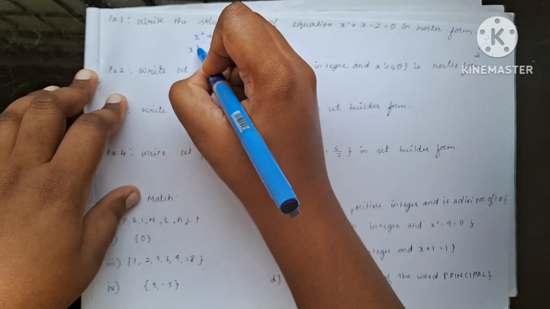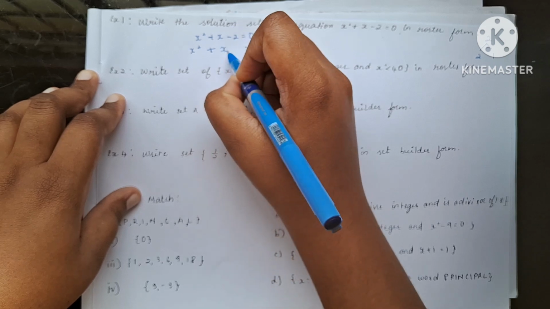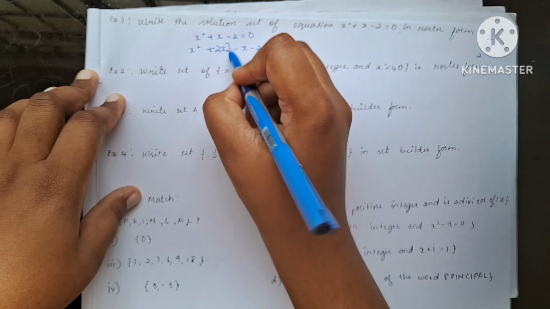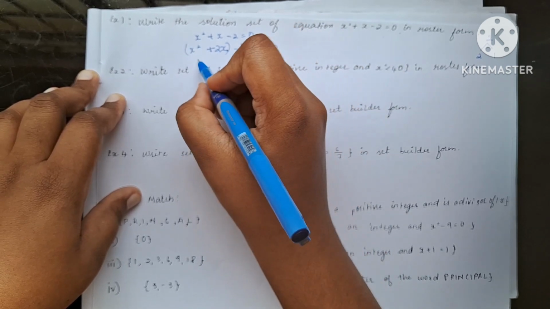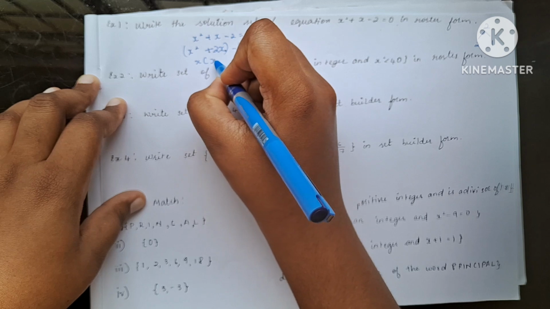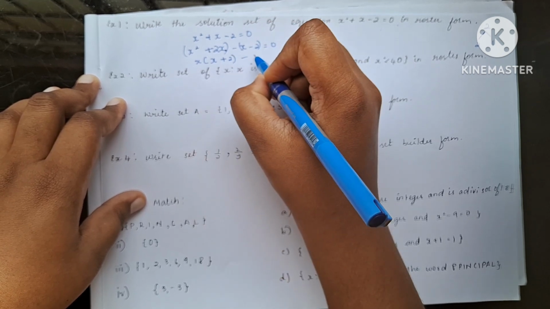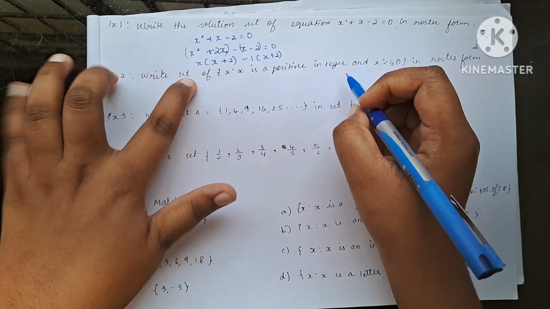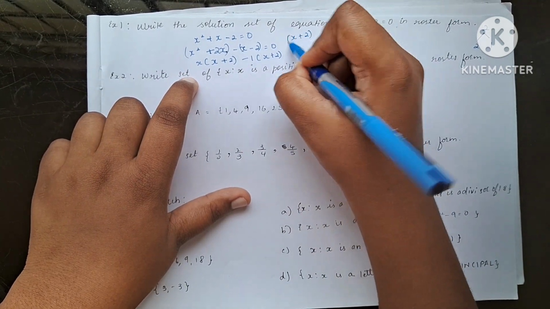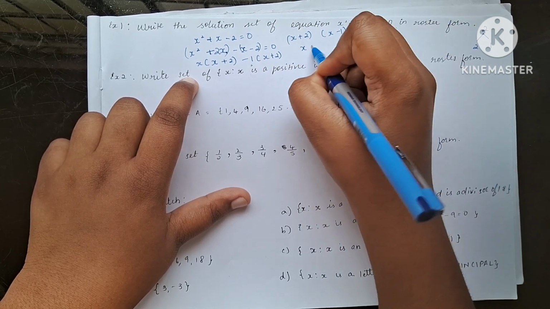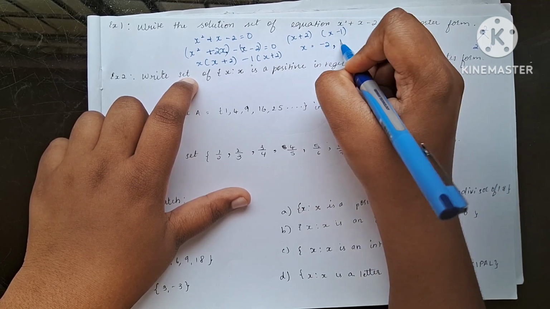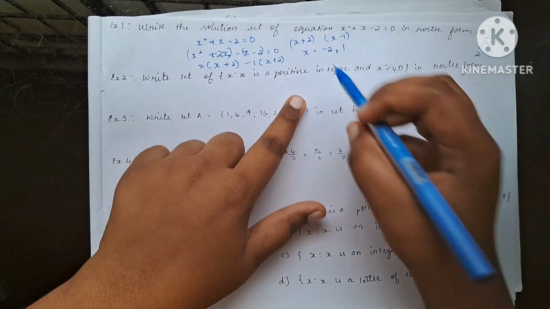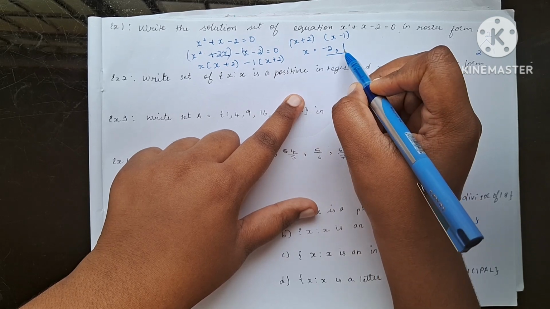So write x square plus 2x minus x minus 2 is equal to 0. Group the terms. Now what is common? x is common, and x plus 2 is common. So now you will get it as x plus 2 and x minus 1. So your solution will be either minus 2 or plus 1. I'm just briefly going over it because you have already learned all these. So now your solution set is minus 2 and 1.